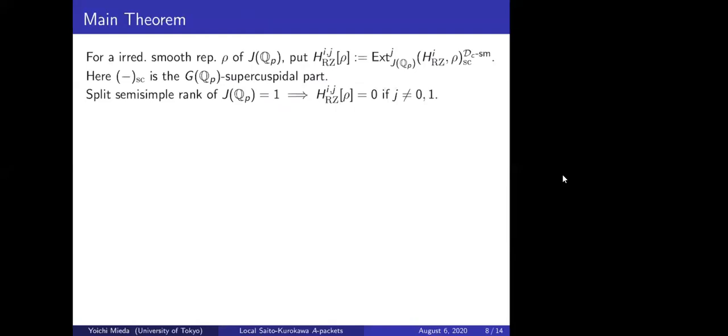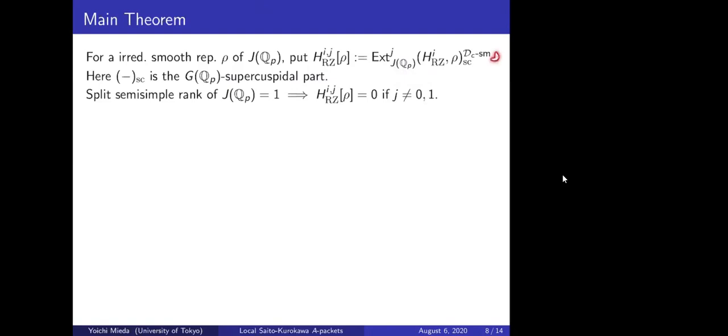And now I can explain our main theorem. For an irreducible representation rho of J(Qp), we consider the extension group. So this is a derived version of the isotypic part. In the Rubin-Tate case, we consider the Hom space, but here we should also consider the higher Ext groups, between this cohomology group and this irreducible smooth representation of J(Qp). This representation is not necessarily a smooth representation of G(Qp). So this is a representation of G(Qp) cross the Weil group, but we take some smooth part of this extension group.